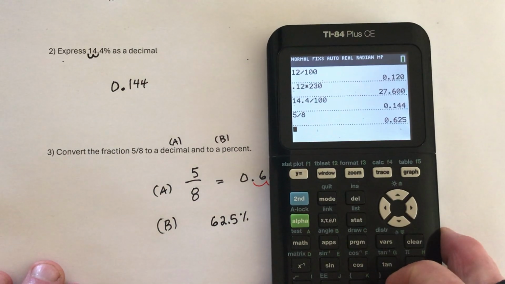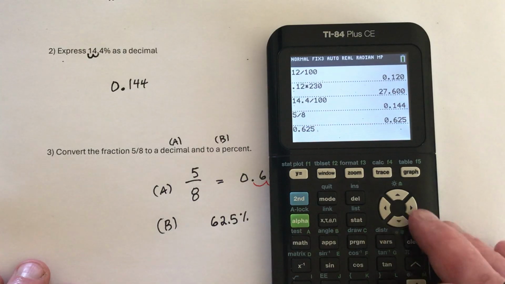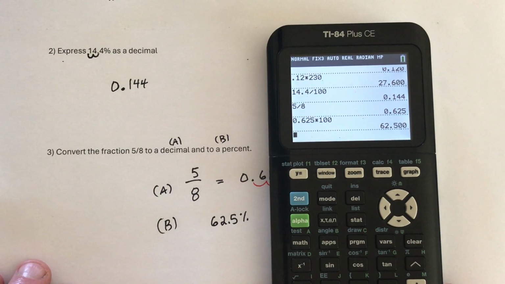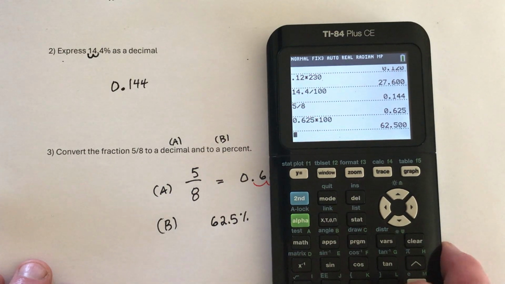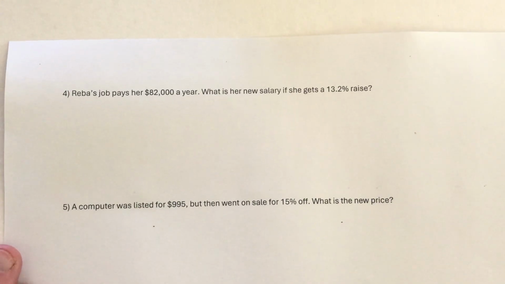Or if I take the answer that I just got, 0.625, and multiply by 100, then that gives us the decimal form, 62.5. And then I just need to put the percent sign at the end, and part B is done. And we're halfway done with the video, 3 more questions.